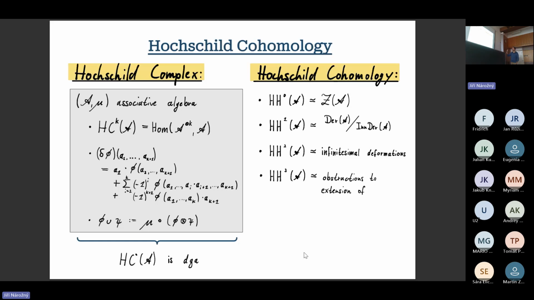Okay, so this is all just well-known stuff. Just a little bit of motivation here. Now, I started with the example of the algebra of functions on a smooth manifold. The question would now be, can we compute Hochschild cohomology in that case?